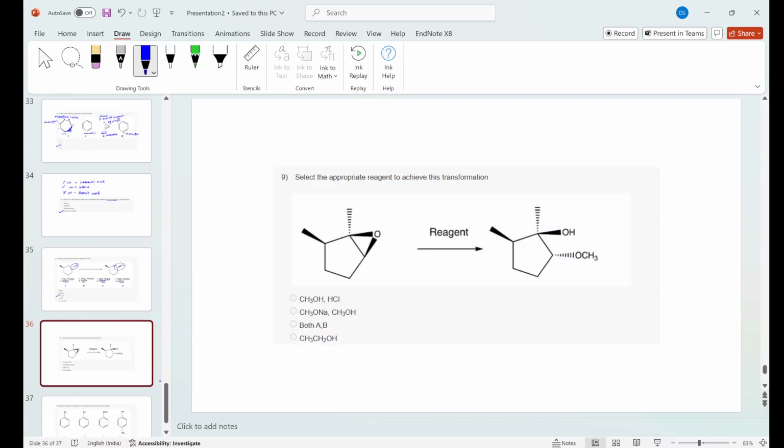Now, select the appropriate reagent to achieve this transformation. Okay. So how will you proceed in this case? So this is an epoxide ring opening. Okay. And then what you can see, this one and these two stereochemistry are opposite. Okay. So in this case, you need a base. Okay. So the right answer will be this one. So let me just draw it.